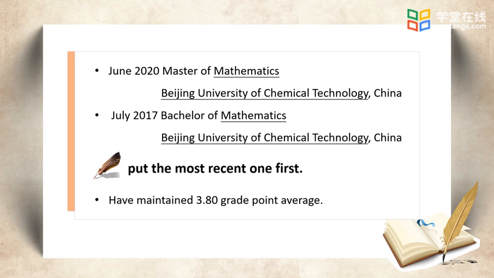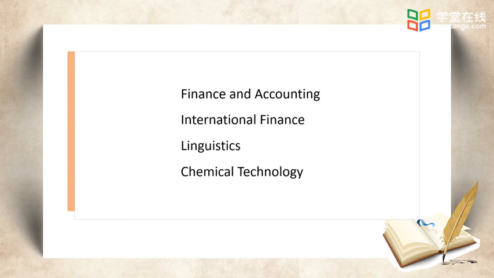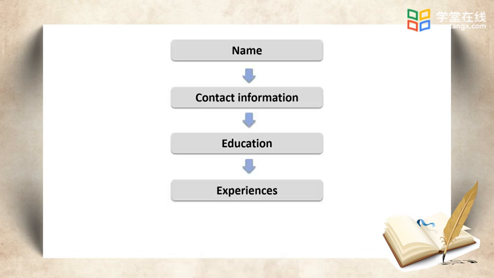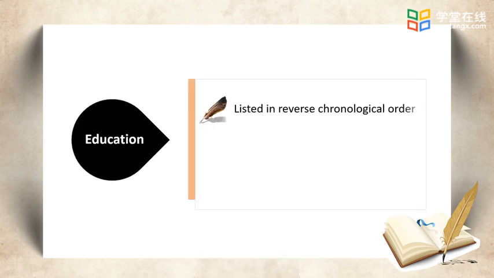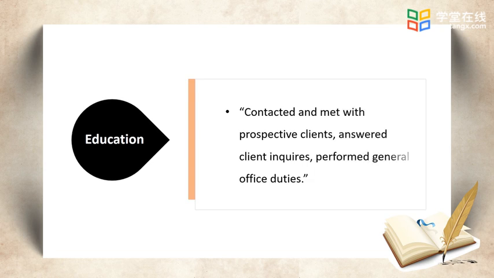List course names if necessary, especially if the job requirements are closely related to what you have learned in college. For example, finance and accounting, international finance, linguistics, and chemical technology. Experience is listed in reverse chronological order too. Starting from the most recent one, the name of the position is followed by the company's name and the details. Contacted and met with prospective clients, answered client inquiries, performed general office duties.